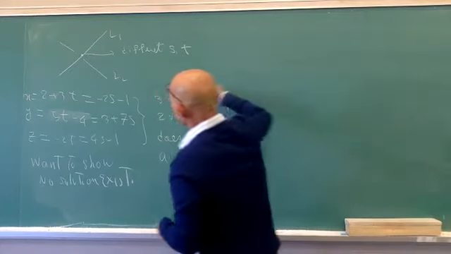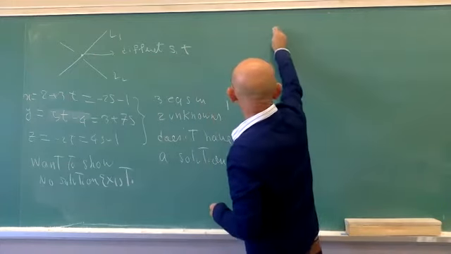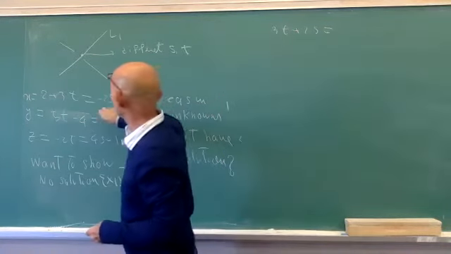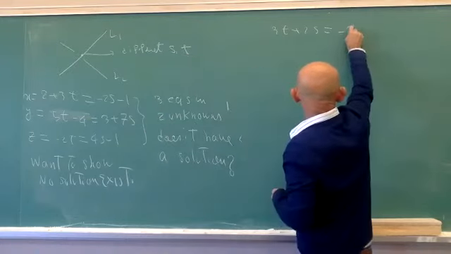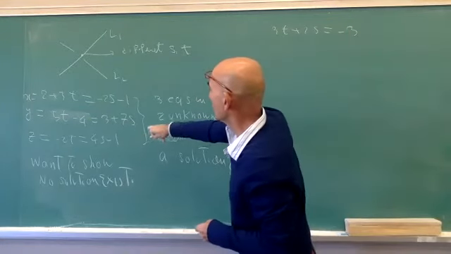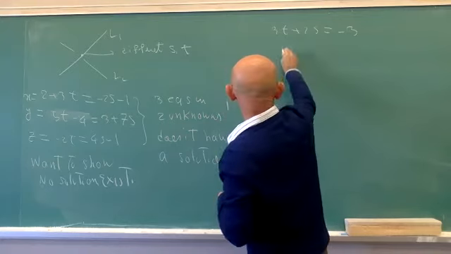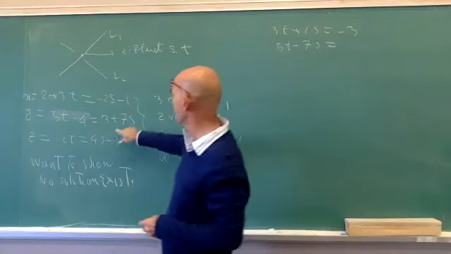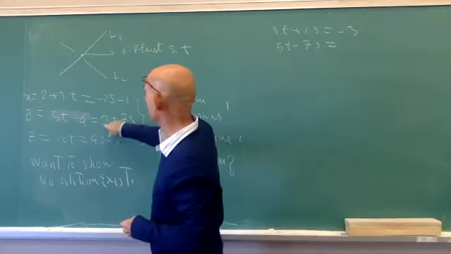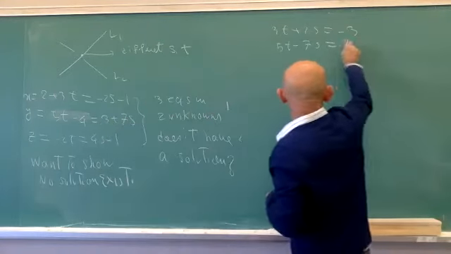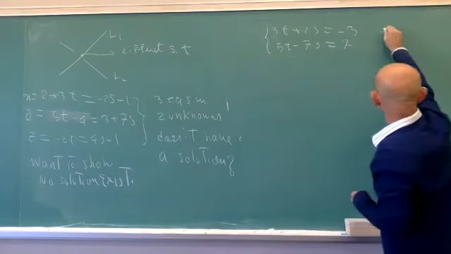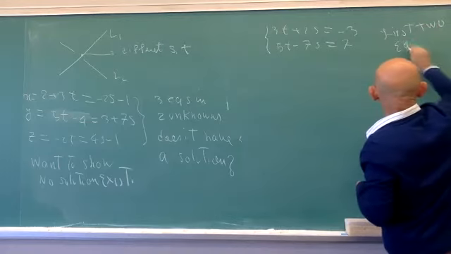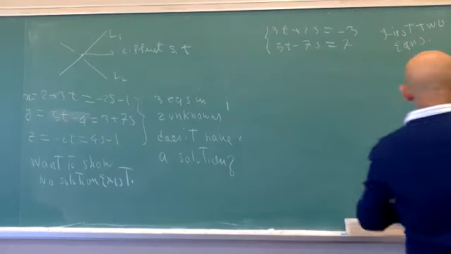So let me write it. We have got 3t plus 2s is equal to -3. And 5t minus 7s is equal to 7. So these are the first two equations.